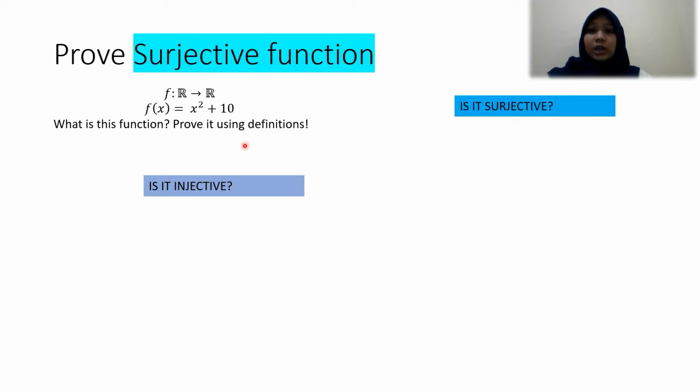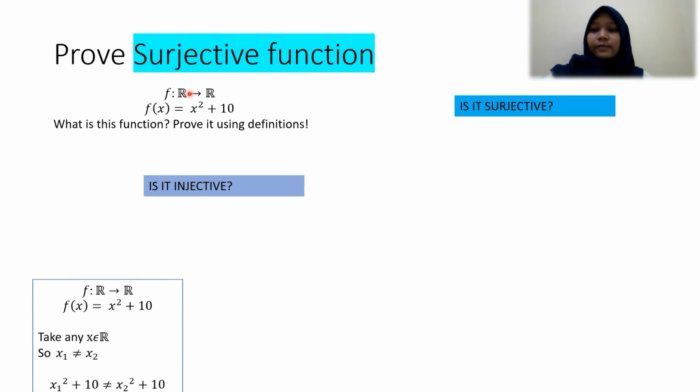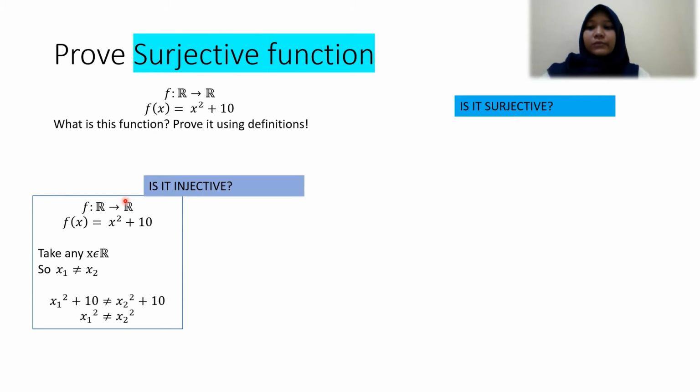But because we don't know what kind of function this is, we need to try both of them, injective function and also surjective function. If you are curious what we should prove first, it's up to you. Because the previous question was about injective, in this video I will show you injective first. So the same step. Take any x element of R. So x1 not equal to x2.